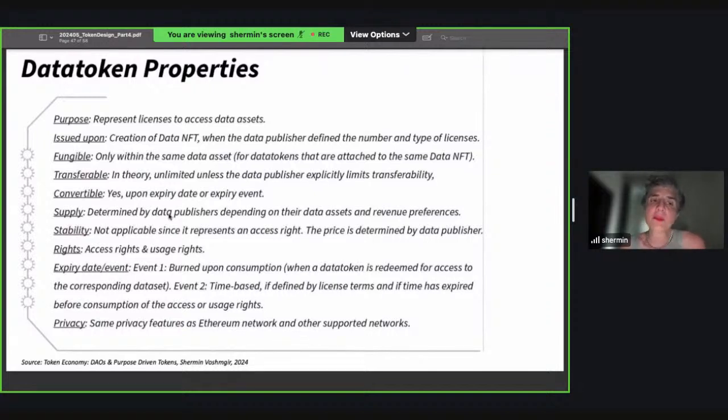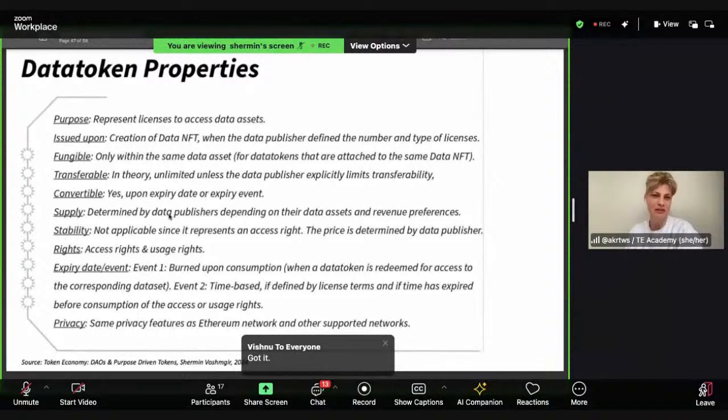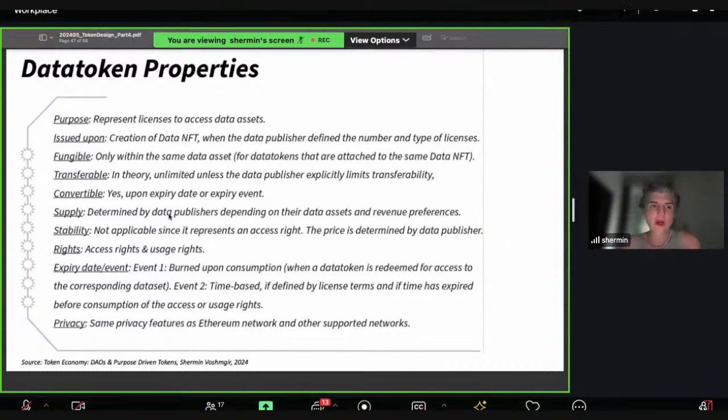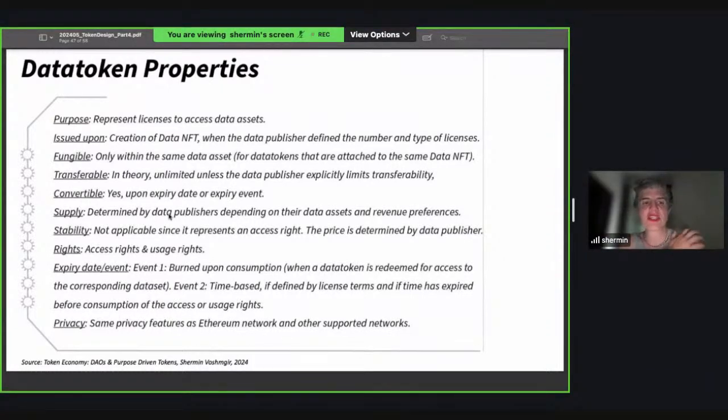Okay, I think, sorry. Okay, Vishnu raised the question, but I think it was now answered by this explanation of expiration of the data tokens. Yes. All good. Thanks. There is a section on expiration date and event a bit later. If you still have questions, I'm happy to answer.